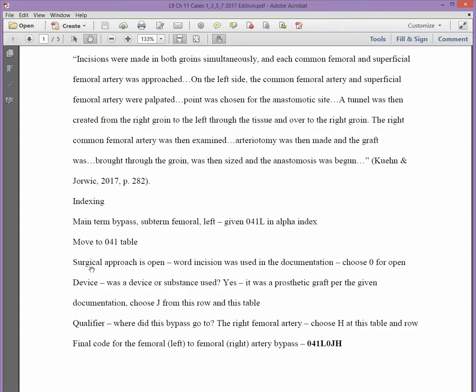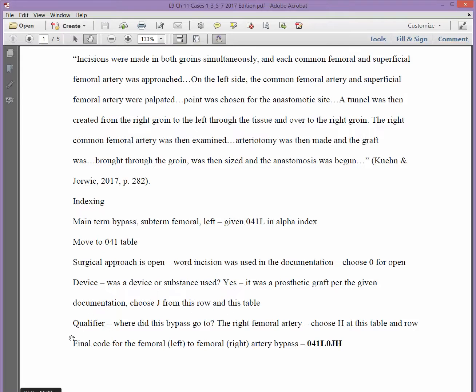The next choice is our surgical approach. The word incision was used several times. Incision, if you go back to chapter 1, equates to open. We choose 0 for open. Device. Was a device or substance used to do this bypass? Yes. It says it was a prosthetic graft per our given documentation in our textbook. We choose J from this row for this table.